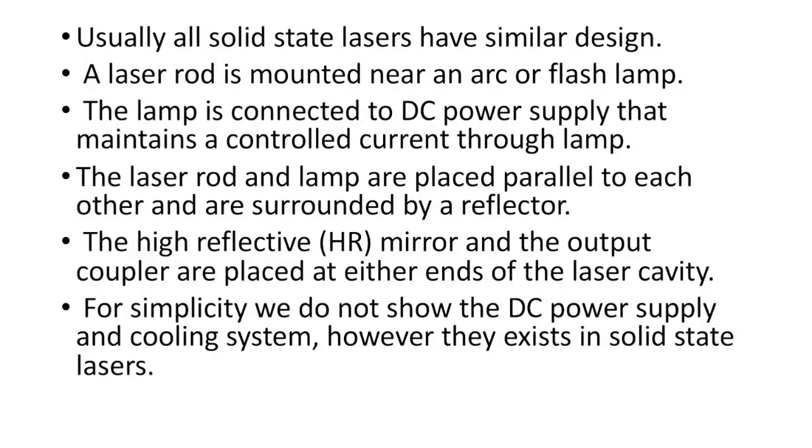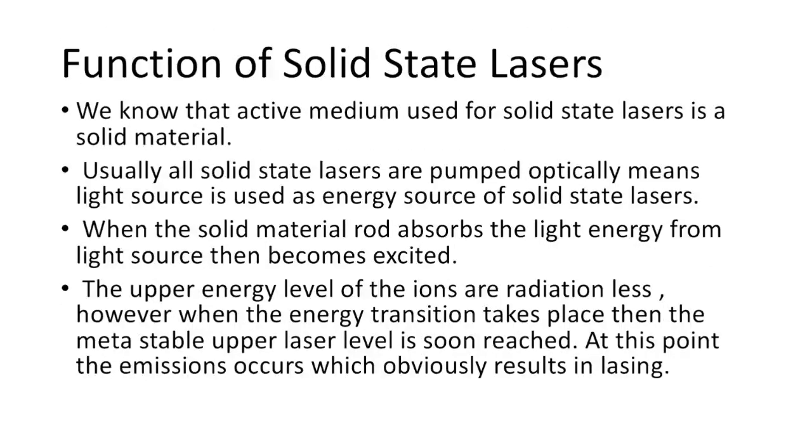The lamp is connected to a DC power supply that maintains a controlled current through the lamp. The laser rod and lamp are placed parallel to each other and are surrounded by a reflector. The high reflector mirror and the output coupler are placed at either ends of the laser cavity. For simplicity, we do not show the DC power supply and cooling system. However, they exist in a solid state laser.